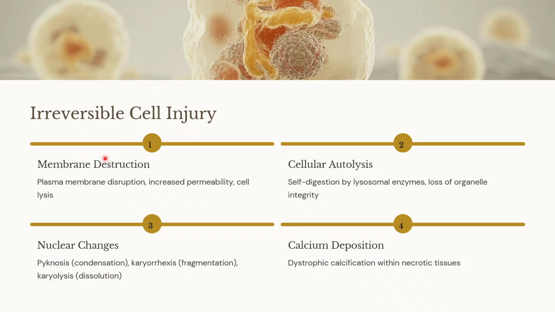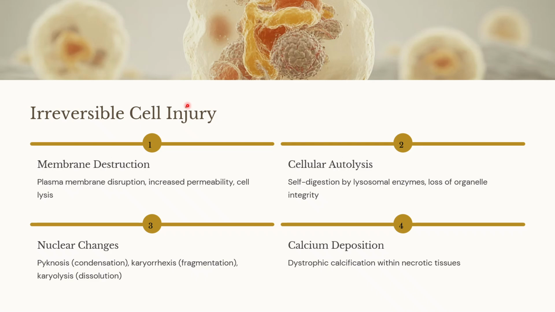What about irreversible cell injury? In irreversible cell injury, there is membrane destruction. So plasma membrane disruption happens, thereby resulting in increased permeability and cell lysis. Whereas over there we saw that the blebs happen, the microvilli blunt and the intercellular junctions are disrupted. But here the membrane is disrupted, resulting in increased permeability. Did you notice they have gone to the next stage? Because of increased permeability, there is cell lysis.